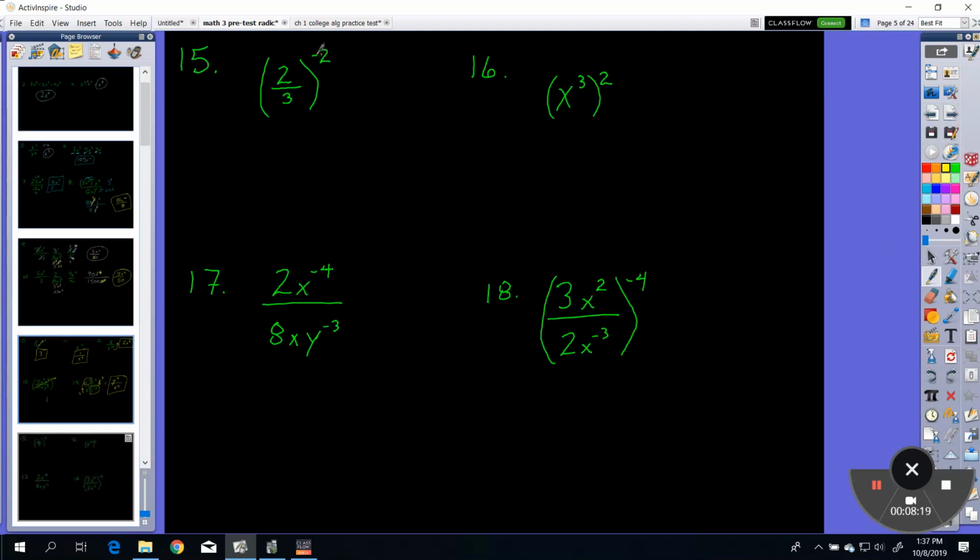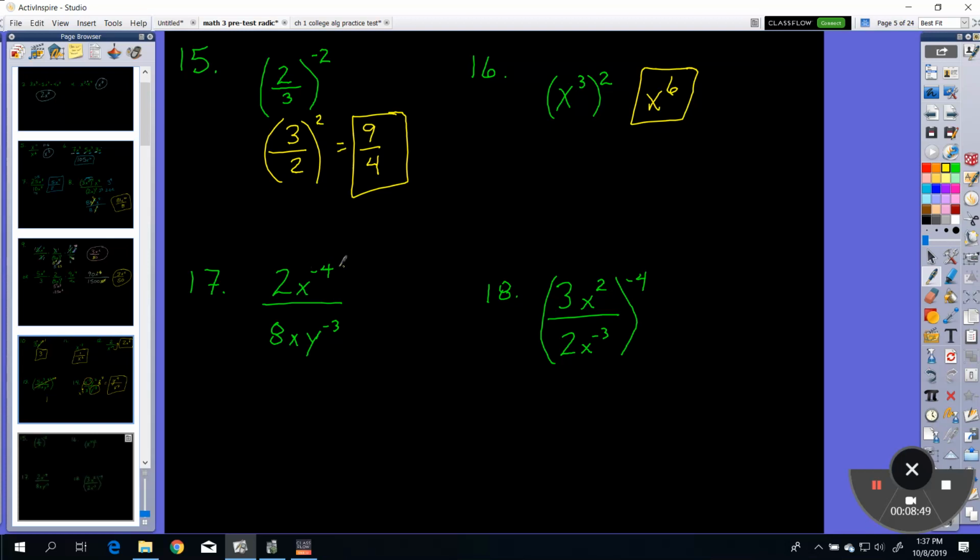So on number 15, a negative exponent, remember it flips things upside down, so this flips the 3 and the 2 upside down. So that gets rid of the negative, and it's still squared. So 3 times 3 is 9. That's what the squared means, is that there's 2 of them. So 2 times 2 is 4, and that's my answer. So number 16, we have a power to a power. You just multiply those, so that's x to the 6th. 3 times 2 is 6.